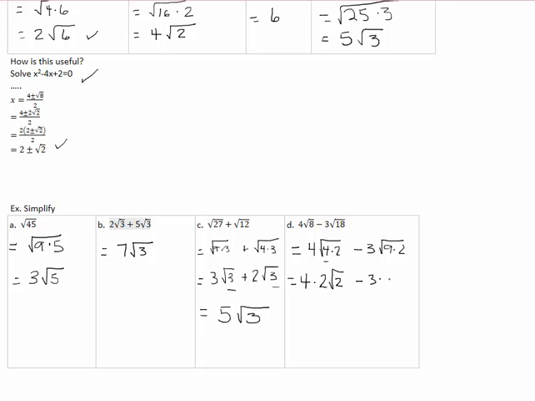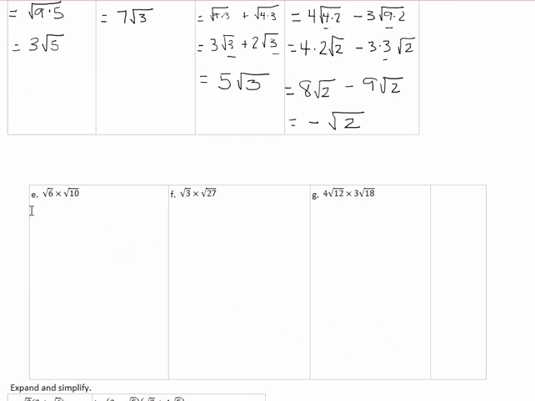So again, I square root the 9, and it equals 3, and then I have the square root of 2 left there. So I'll just finish my last step here. I have 8 times the square root of 2, and 9 times the square root of 2. I have like terms, so I'm left with negative 1 times the square root of 2.